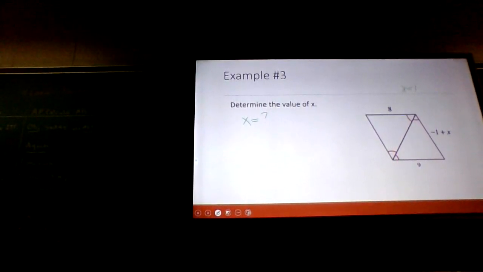Marvin, what do you think? Think it's 1 or something else? Something else? Okay. Nolan, what do you think? What do you think x is? Not 1? Okay. Law, what do you think, buddy? You think it's 1?